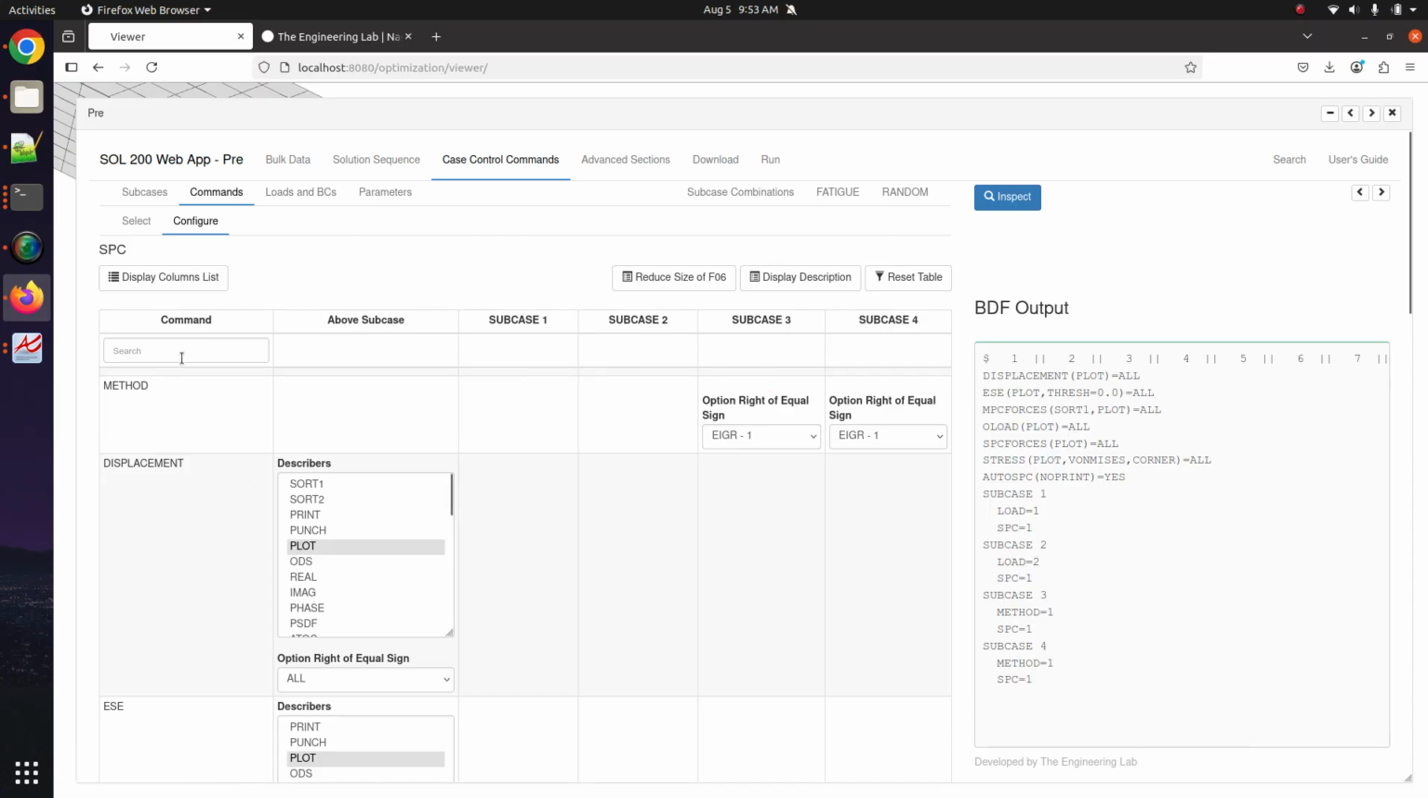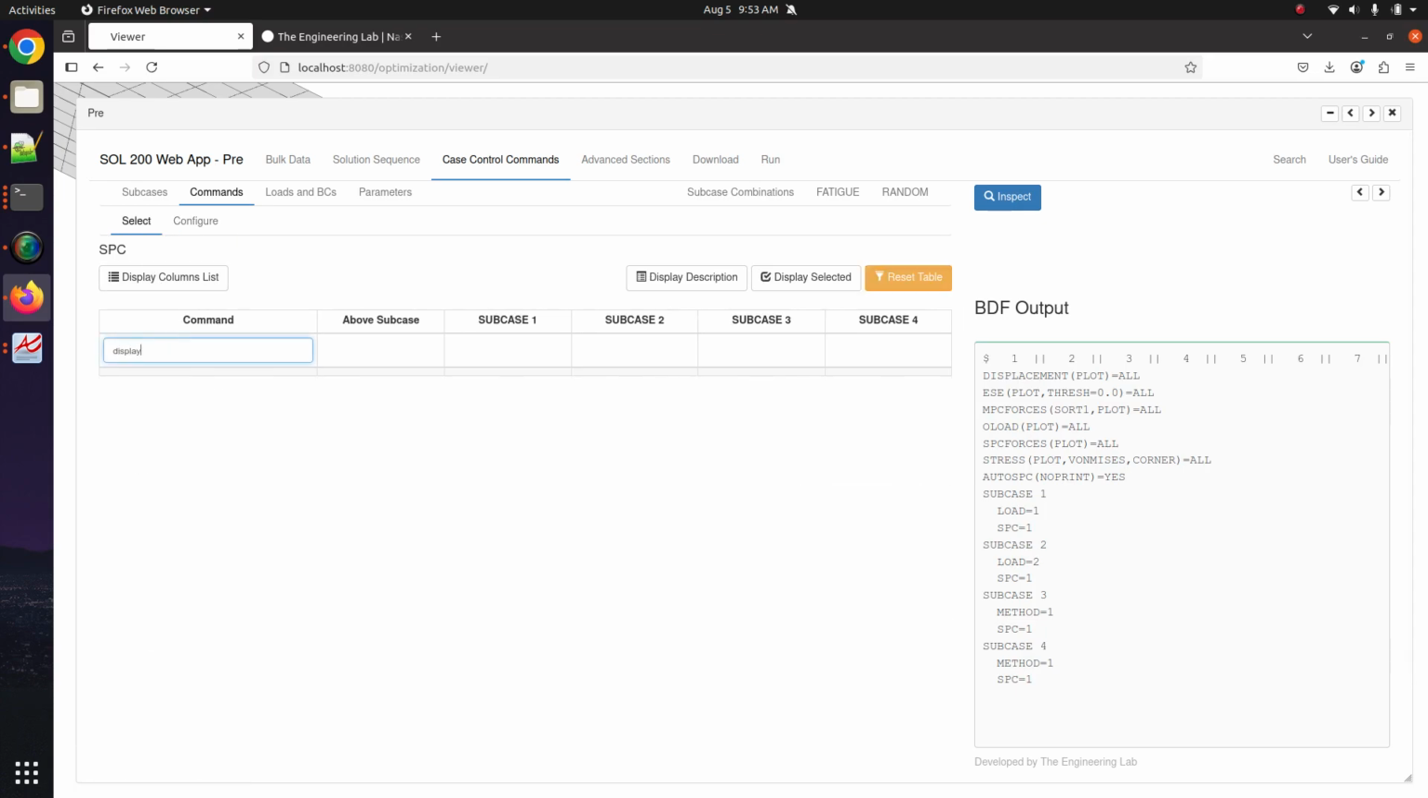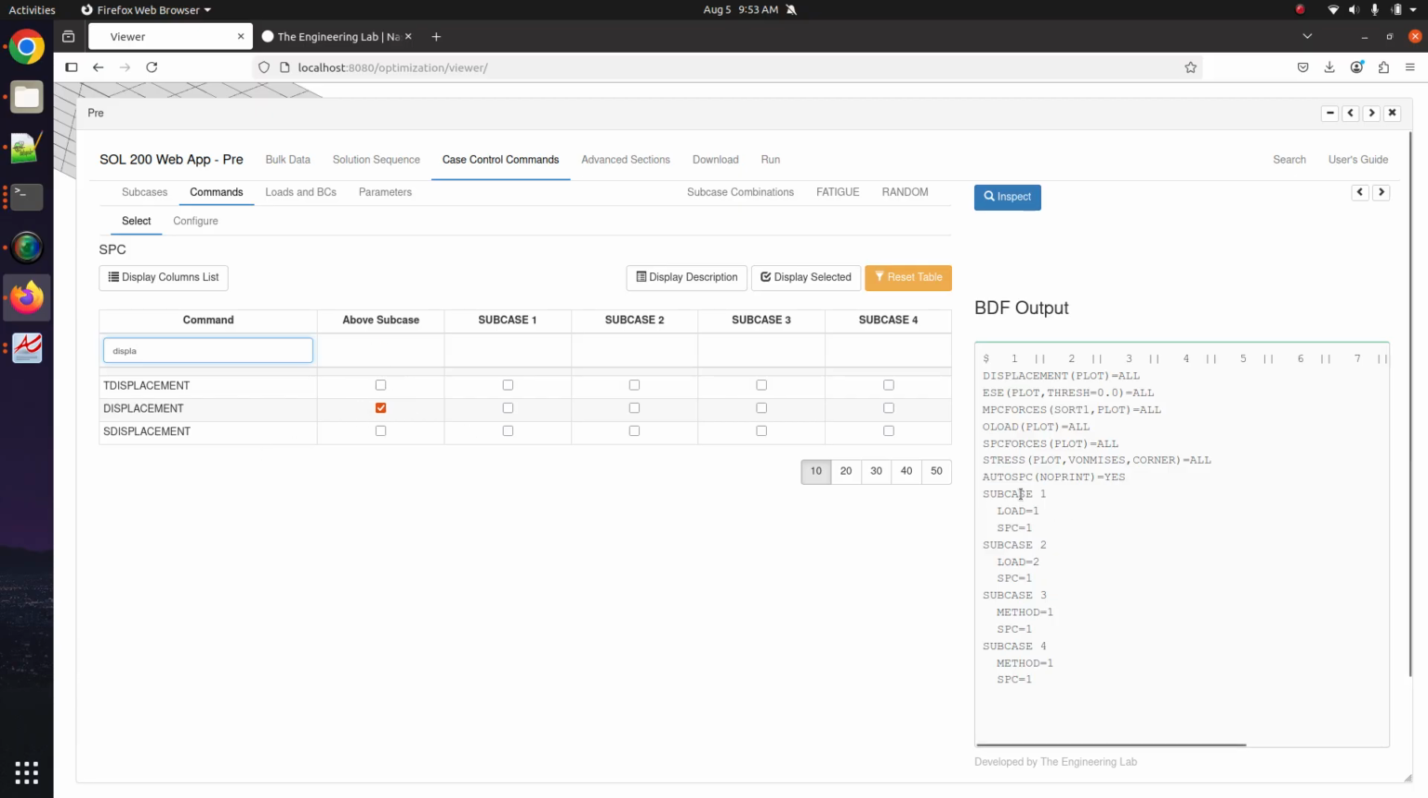If we go to commands and look for displacement, you notice that the displacement command has been turned on for the above subcase level. So what this means is that every other subcase is going to look at that top displacement command, and it's also going to output the displacements. But for subcase 3 and 4, the displacements are not displacements. They're actually eigenvectors. So in Nastran terminology, we're using the one word displacement to output both displacements and eigenvectors. So just keep that in mind.